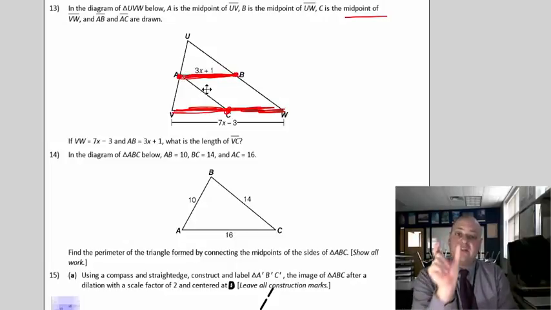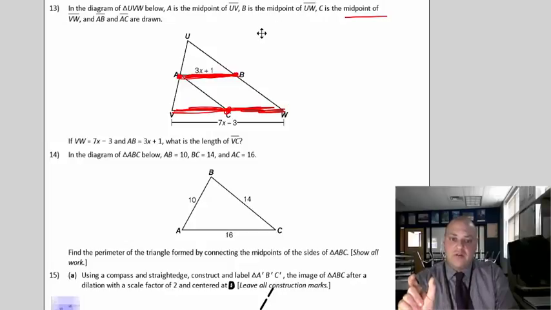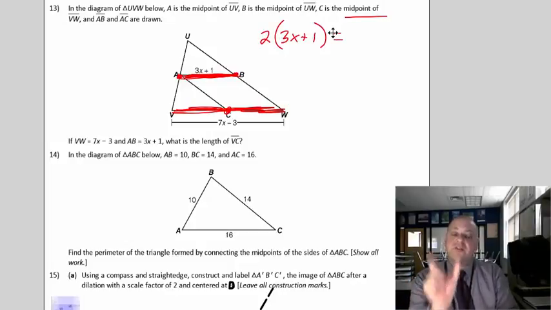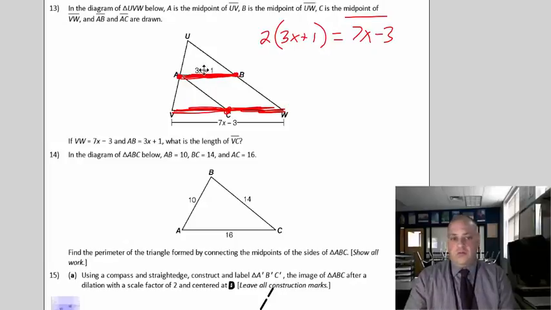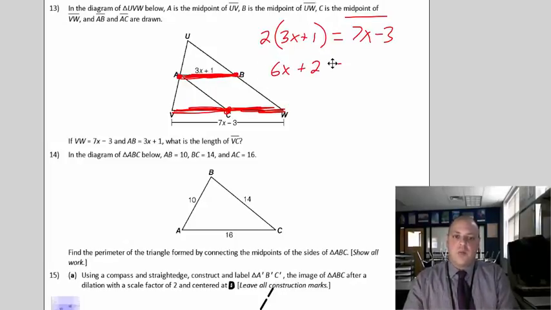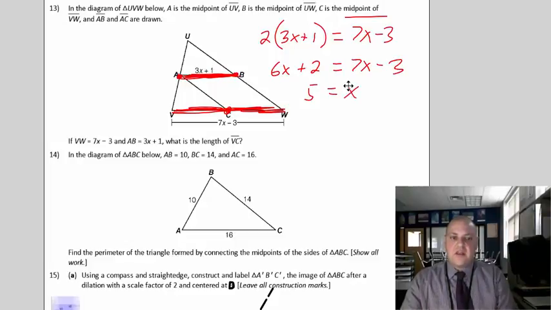So what we're going to do is double the mid-segment. I'm going to do 2 times 3x plus 1. Double the smaller piece, and you'll get the larger piece, 7x minus 3. Or you could just do, what's 2 times 3x plus 1? 6x plus 2. Double the midsegment, and you will get the base. And then you're just solving: 5 equals x. And they want VC.